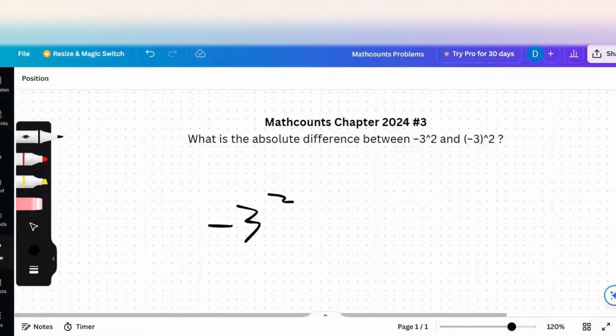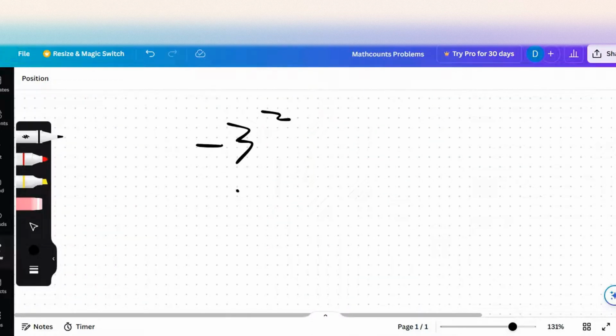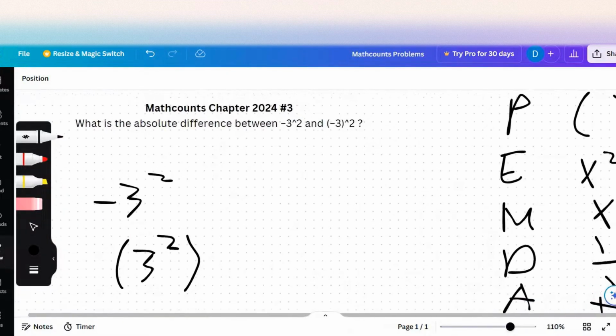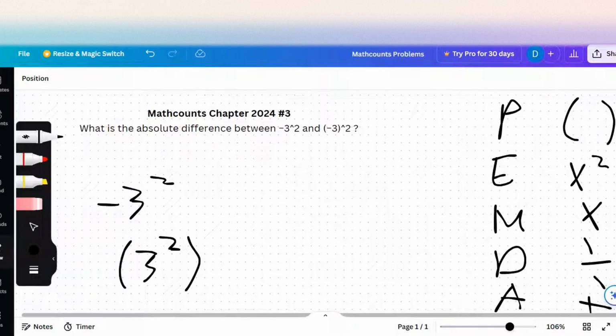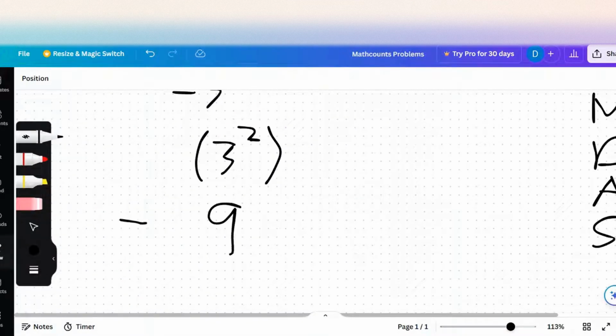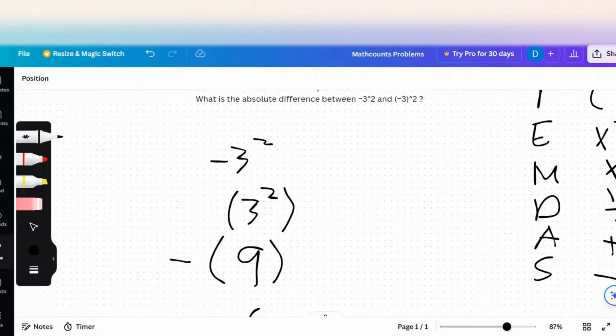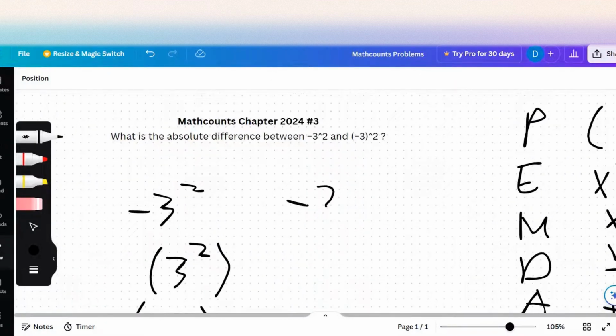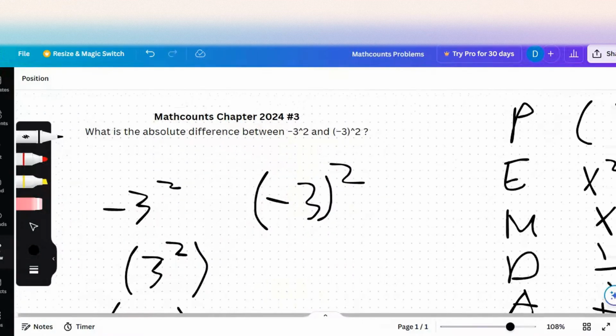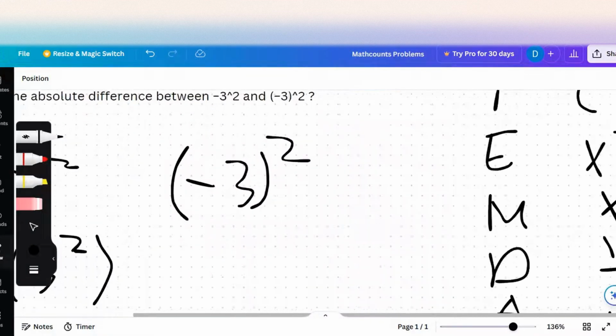So -3 squared, and think of it as solving the exponents first, because there are no parentheses in this, so exponents get first priority. So we have 3 squared, which is 9, and then we multiply the negative, or -1 as some people call it. So we have -9, and we also have (-3) parentheses squared. And since there are parentheses, we can first solve that.